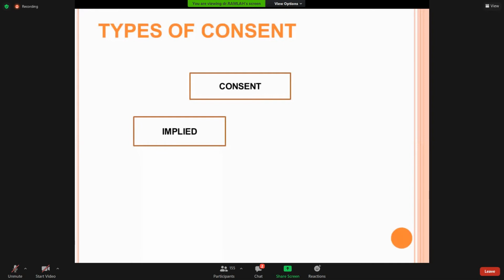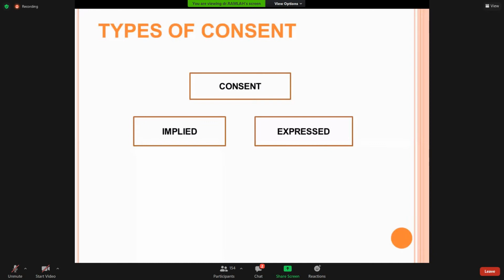So we have implied consent and expressed consent. Implied means, as I told you, once the patient comes to your clinic, he is willing to render himself, to give you permission to look at him and provide your services to that patient. That is the implied consent; the doctor-patient relationship starts building from there. That is the first type.